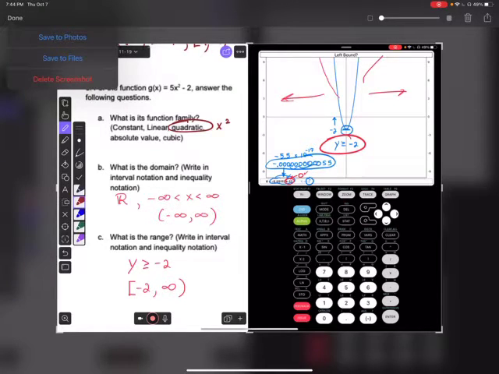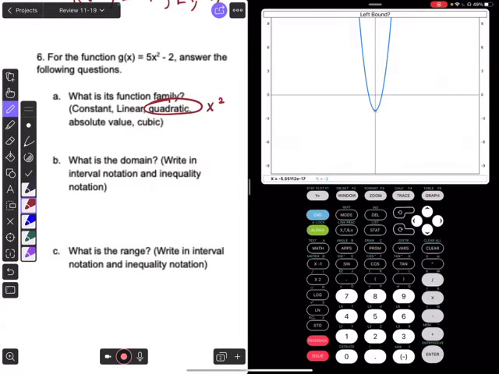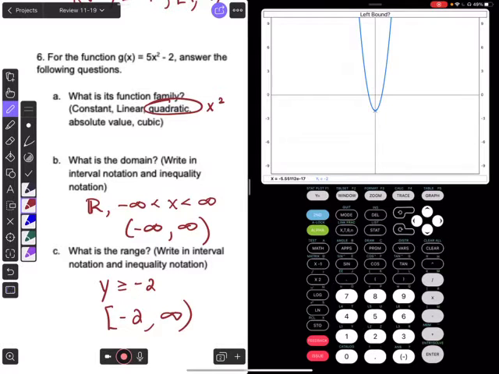Problem number 7. Oops, let's write those in there real quick. All real numbers, negative infinity to positive infinity, like so. And y is greater than or equal to -2. -2 to infinity, like so.